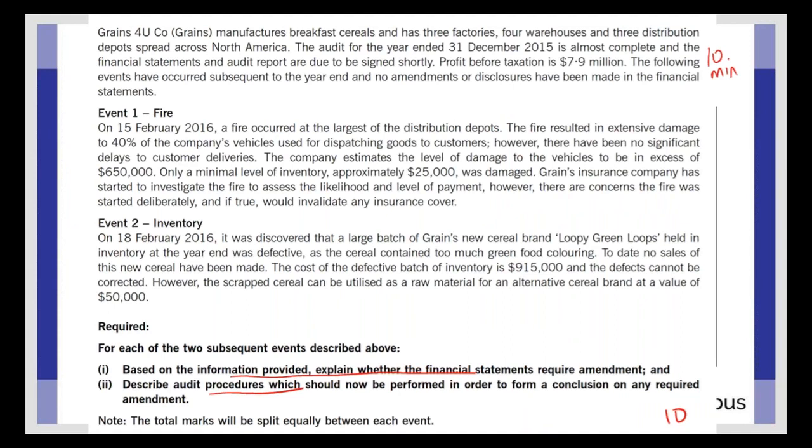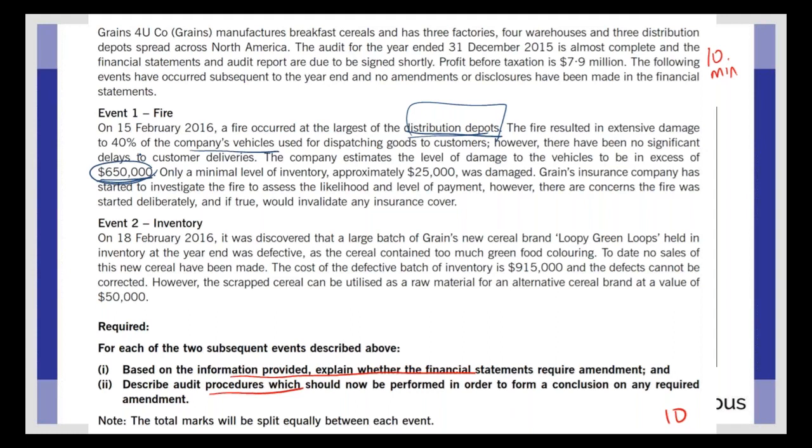Listen to my story very carefully. The company said, look at this. In one of the distribution depots, there was a fire. Some of the vehicles were damaged and there was some inventory which was affected. The company said that in that distribution depot there were vehicles in excess of 650,000. So they are saying vehicles worth 650,000 were damaged, recorded at 650,000.